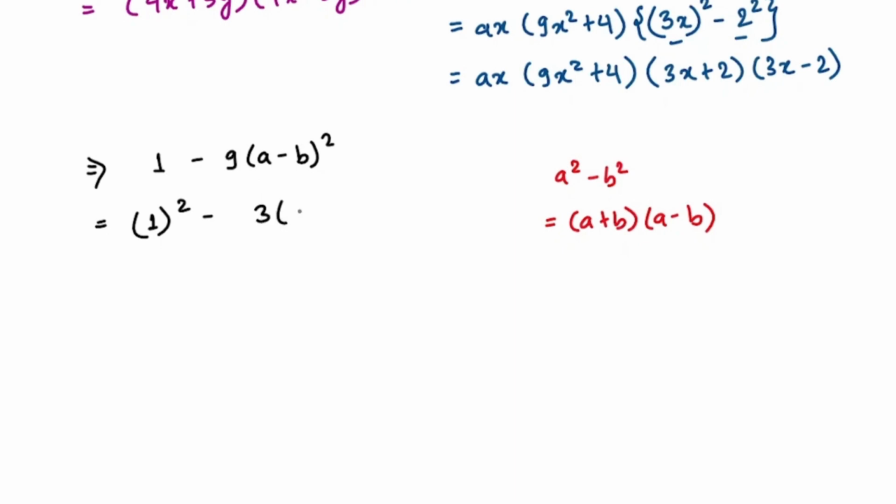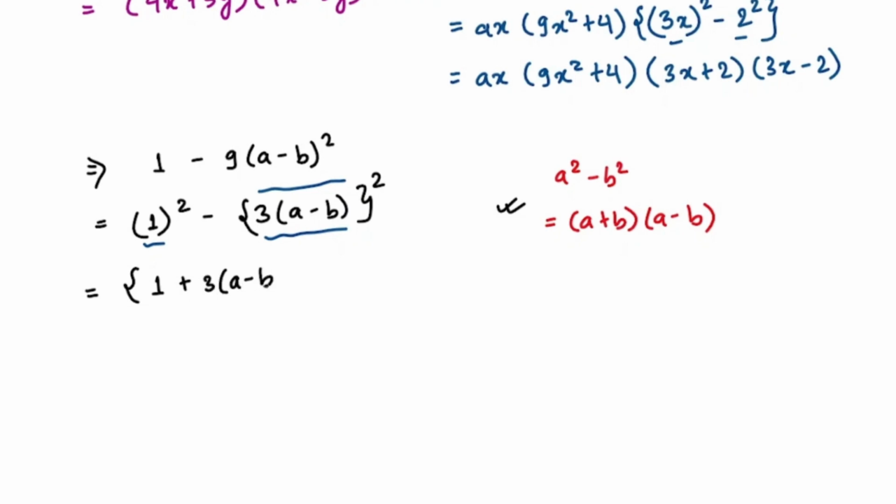So we can write this as 3 bracket a minus b, and whole square. So again, we have a square minus b square. This entire thing is b, don't get confused. And again, we are going to use our formula to write a plus b, a minus b. Since there is already another bracket here, I'm going to write a curly bracket. So a is 1 plus b is 3 bracket a minus b, and then a minus b is 1 minus 3 bracket a minus b.